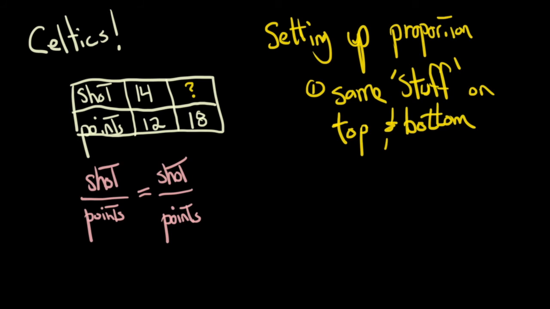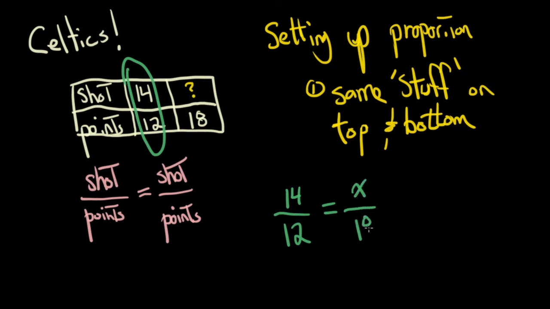So let's go and do it, yeah? Sweet. Let's get green, since we're talking about the Celtics. So I did 14 here. I'm going to deal with this one right now. 14 there and 12 here. And it gave me a question mark. I'm going to call that X now. And 18. So that's what we're doing.